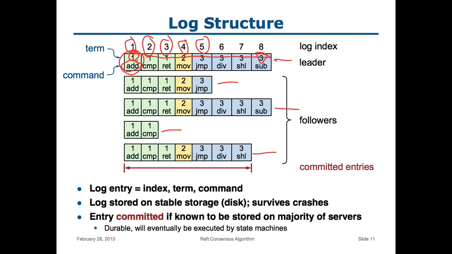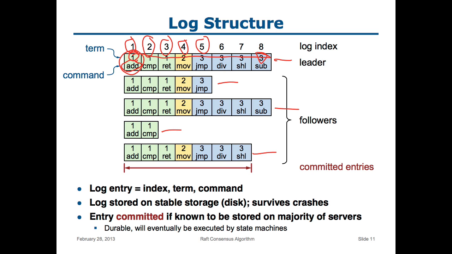Each server has to guarantee that its log will survive crashes. So the log is typically stored on disk or some other form of stable storage. And whenever a server makes a modification to its log, it has to update the safe copy on disk before it returns any sort of response to anybody else in the system.